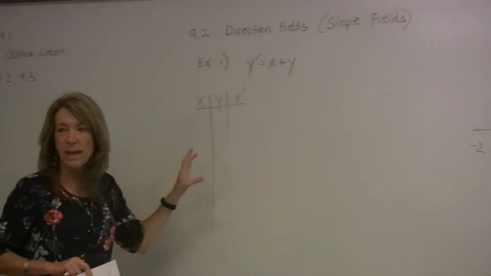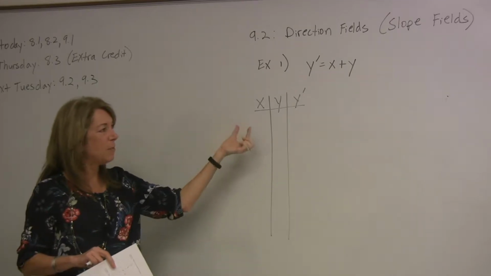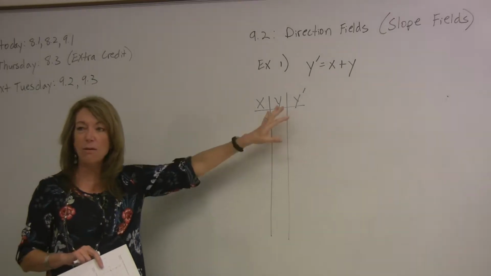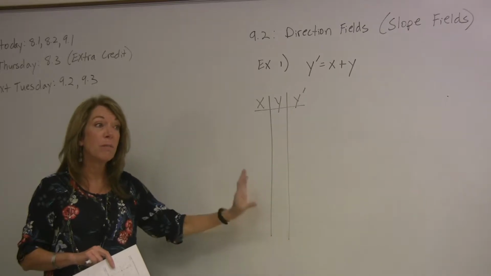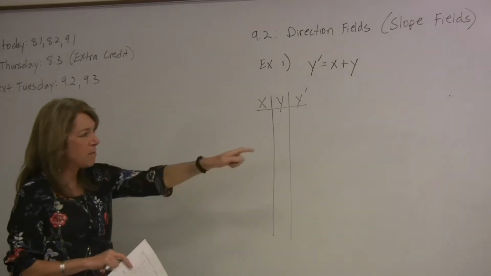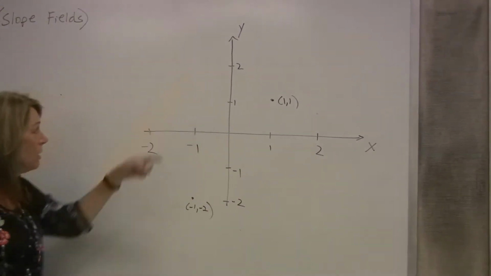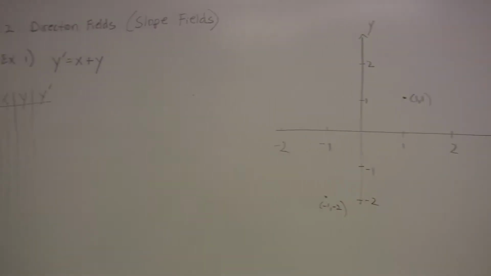I like to start with a table. A lot of you, when you go to create your own later, will just find the points and put them on there simultaneously. I don't need to see your table, but I'm going to do it now to make sure you see where everything's coming from. So let's just pick some points that are within this scale. The x's are between negative 2 and 2, and the y's are between negative 2 and 2. Somebody give me a point there.